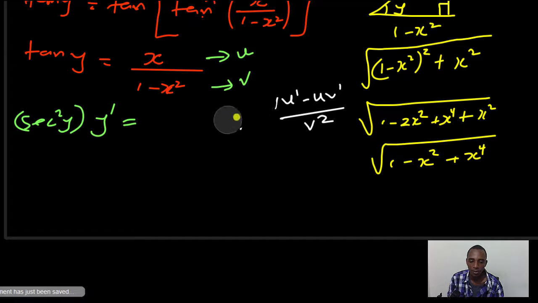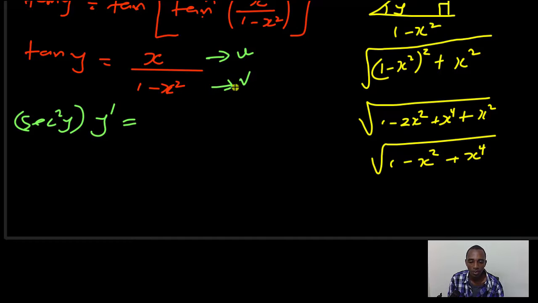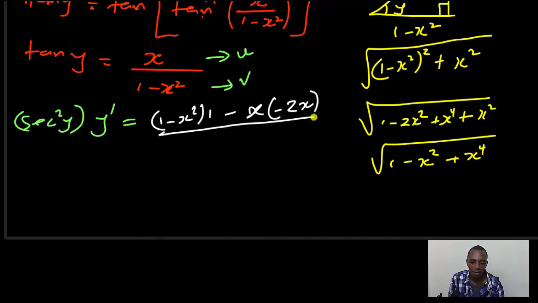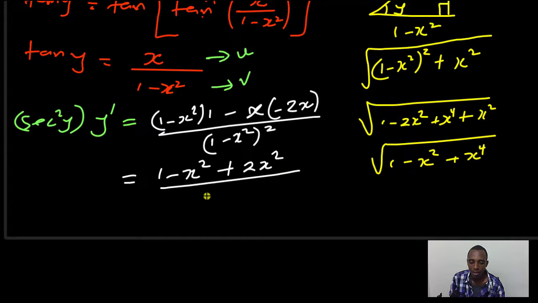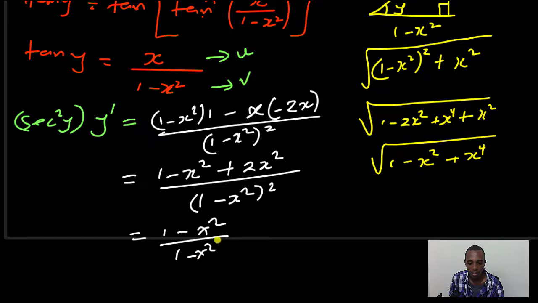Okay, so just take this off. So using the quotient rule, we'll have v, which is 1 minus x squared, times u prime, which is going to be 1, minus u, which is x, times v prime, that's going to be negative 2x. All this divided by v squared, 1 minus x squared squared, which is 1 minus x squared, so this is actually plus, negative times negative, 2x squared, divided by 1 minus x squared squared, which simplifies to 1 minus x squared divided by 1 minus x squared squared. Okay, I've got that.